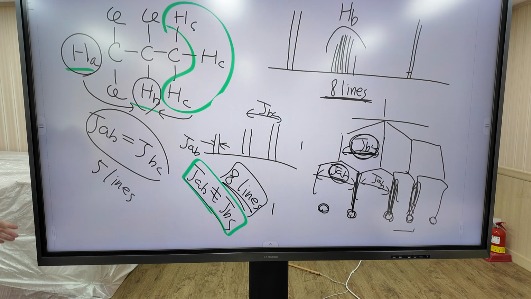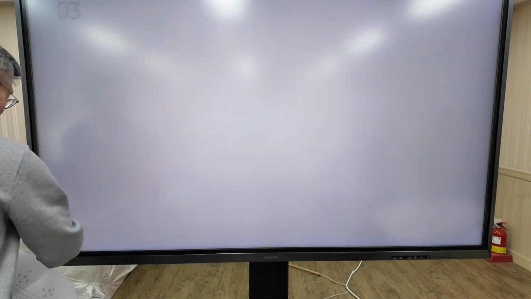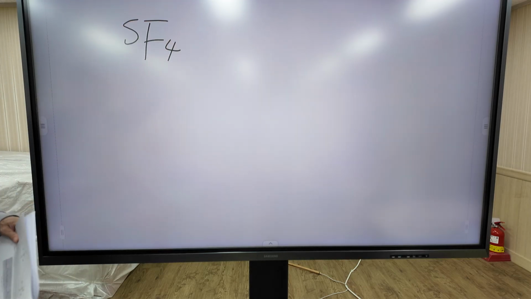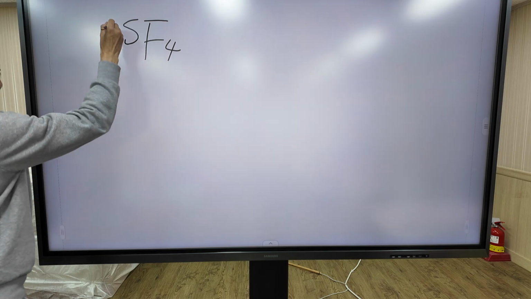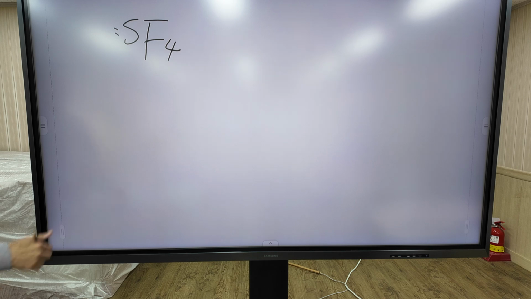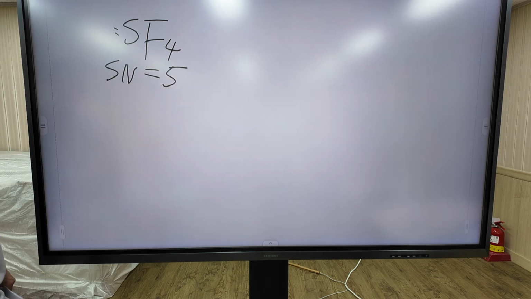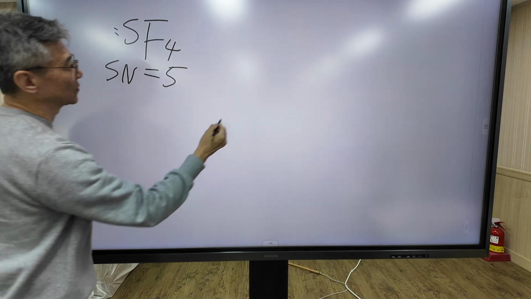Okay, let's move on to another topic. Now consider the molecule SF4. When you talk about VSEPR theory, when you draw the Lewis diagram, one lone pair is on the sulfur atom. So the steric number for the sulfur atom is 5. So according to VSEPR theory, the structure is trigonal bipyramidal. So in this structure, we can consider two possible structures.